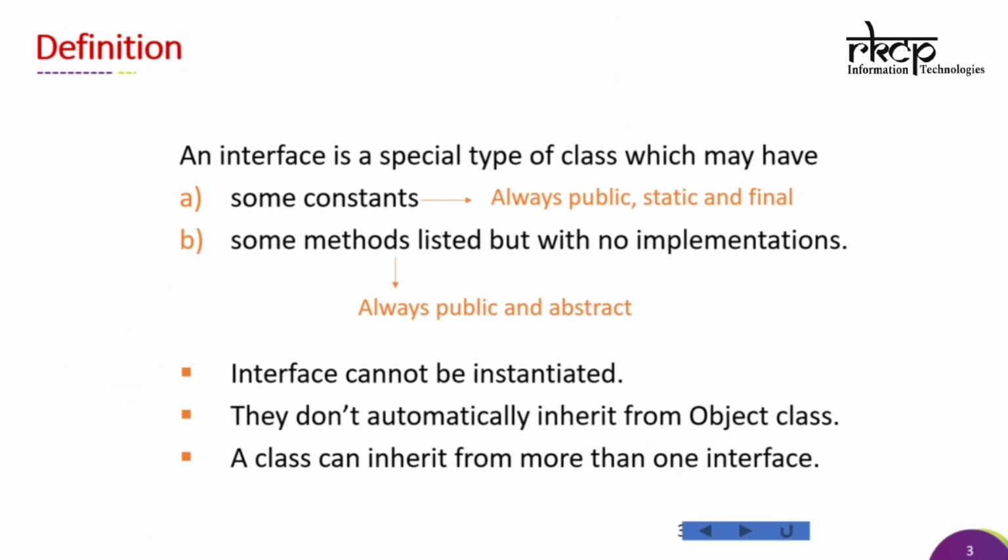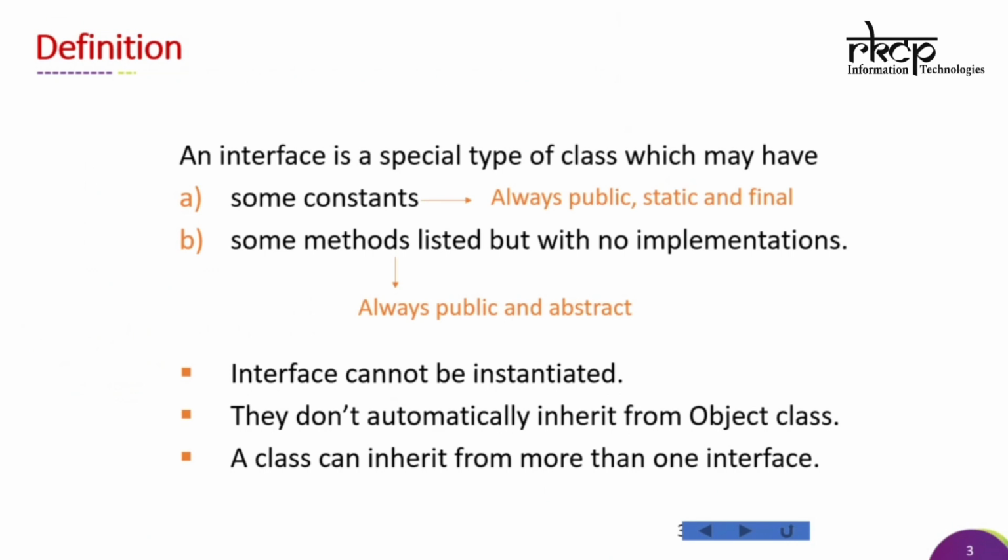Here we will go with some definitions of interface. First, an interface is a special type of class which may have some constants, and constants will always be static, public, and final. All the methods you write here will be abstract by default. You cannot instantiate an interface; you will not be able to create an object of an interface.